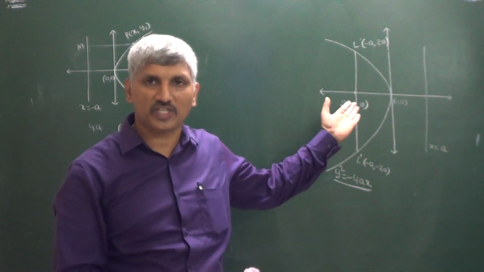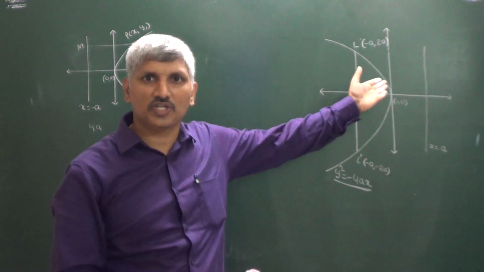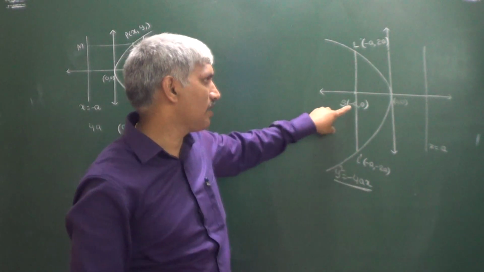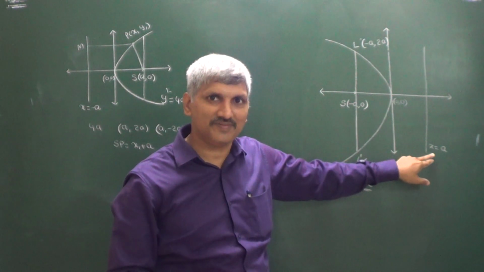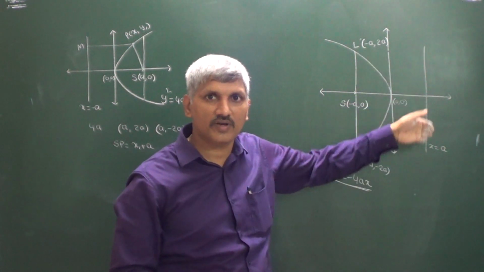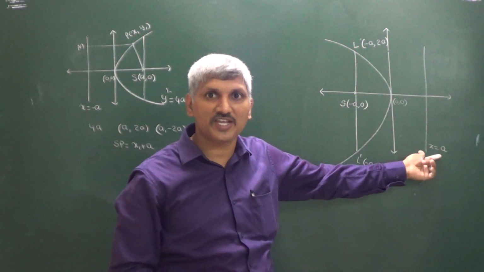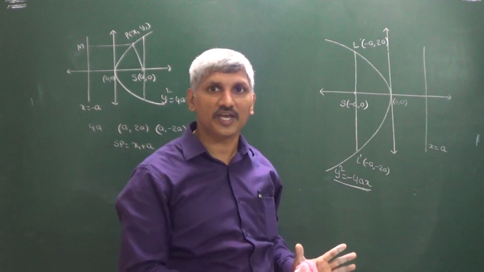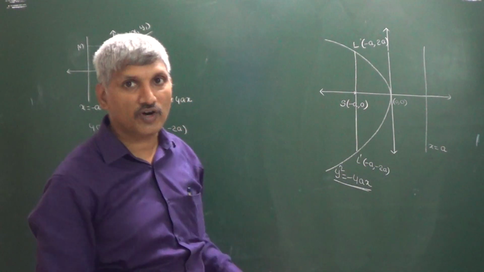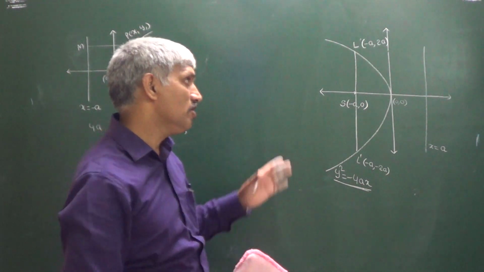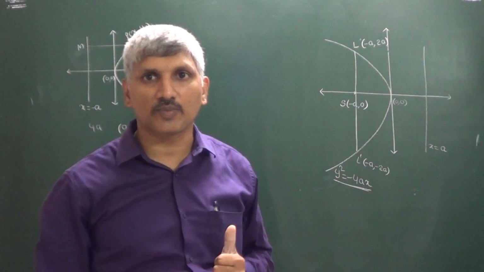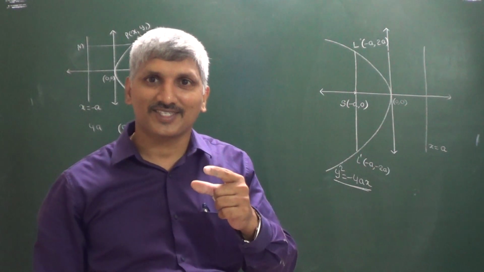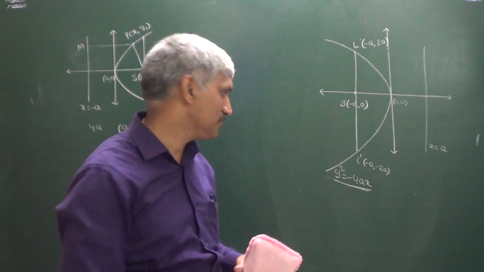Its graph is like this: vertex 0 comma 0, focus minus a comma 0, directrix is x is equal to a, to the right side of the y axis. This line equation is x is equal to a. So that is the second form of the parabola. Tell me now, for this parabola, what is the axis? The equation of the principal axis is the x-axis, that is nothing but y is equal to 0.